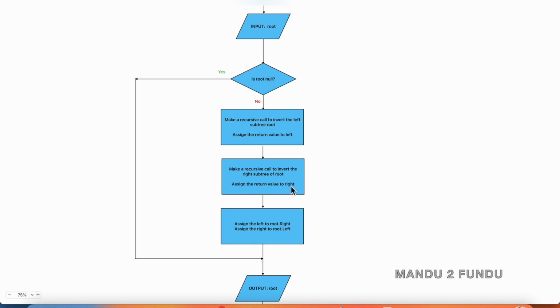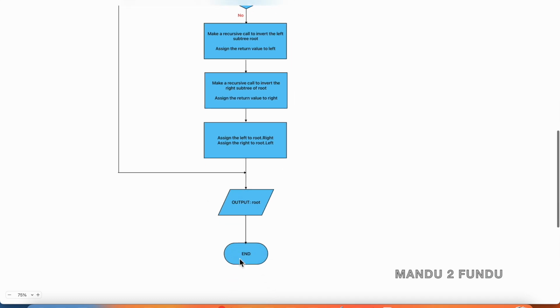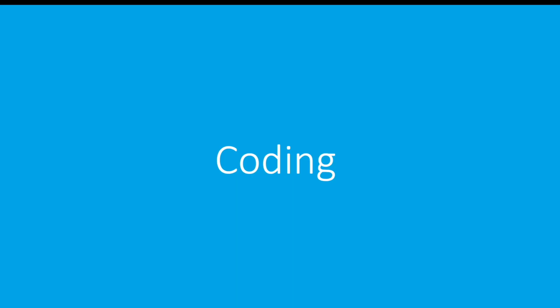Then assign the variable left as the right child of the current root. Same way, assign the right variable as the left child of the current root node. Then we return the root. Finally, we get the inverted tree pointed to by this root node. Let's move on to coding.